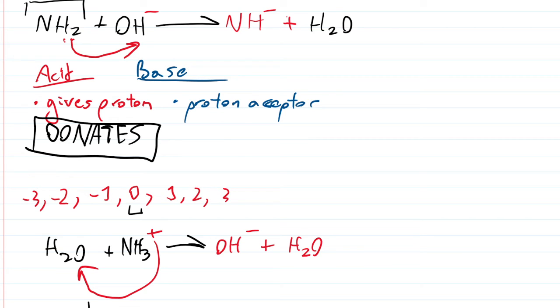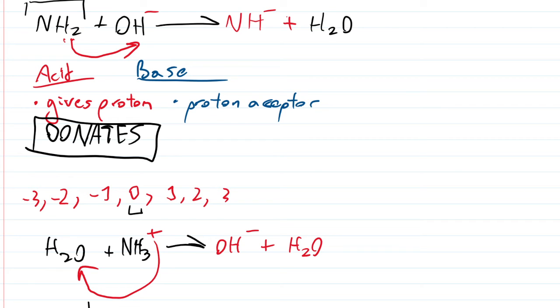H3O plus NH2. That charge would get reduced to a 0, so this has no charge. And this charge would get increased to a plus. So that is what you call hydronium, right? And this is just a simple amine with a neutral charge, right? So that's how you would know that water can be both a proton donor and an acceptor.